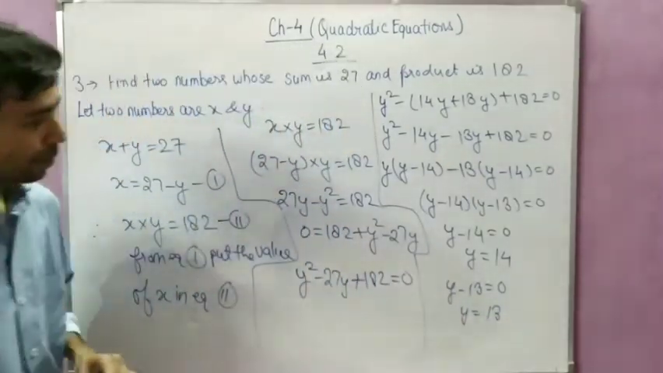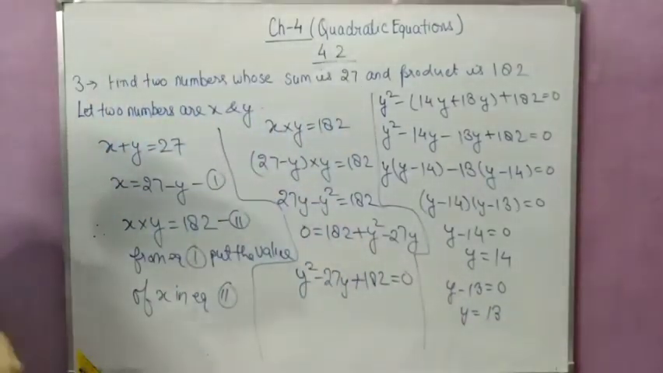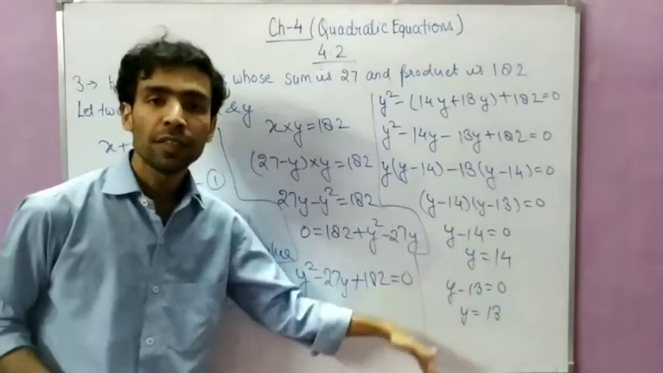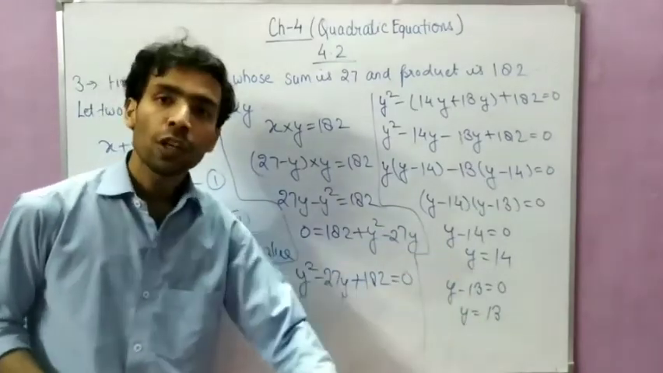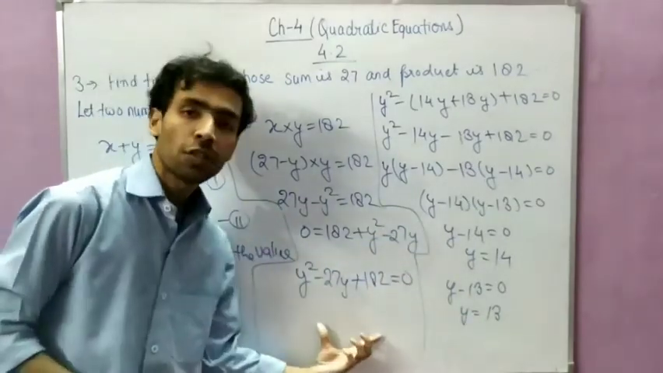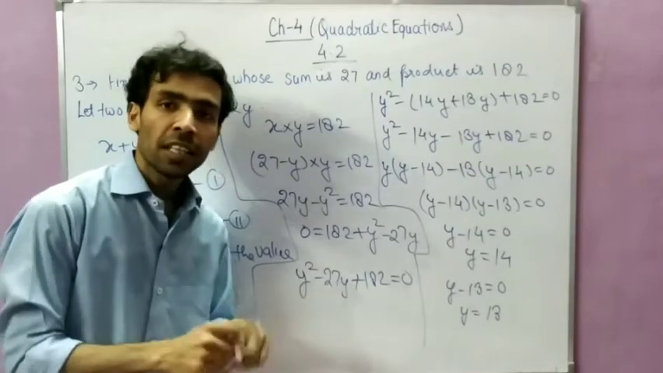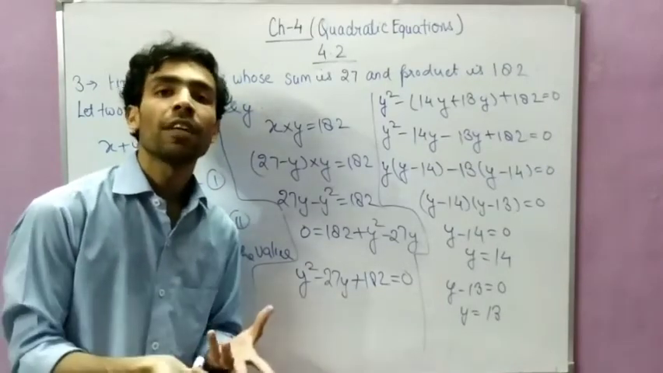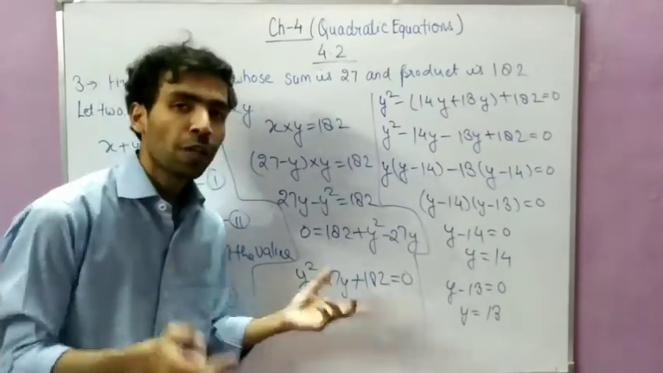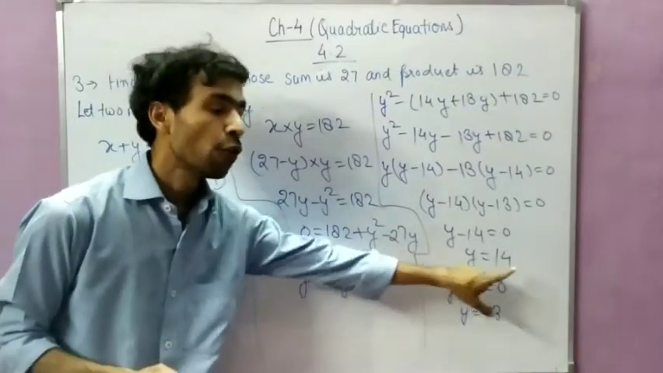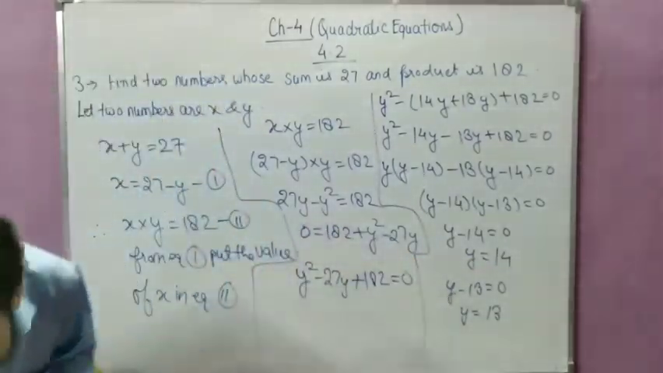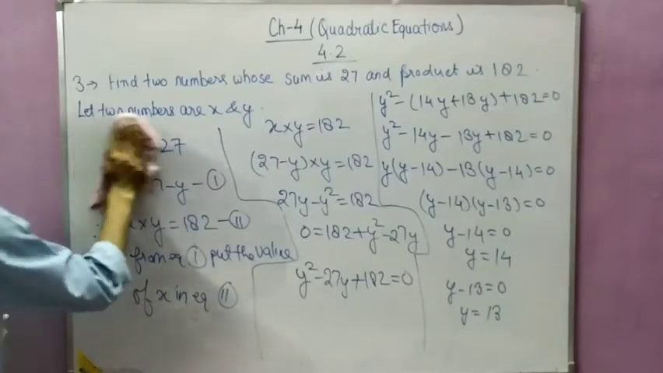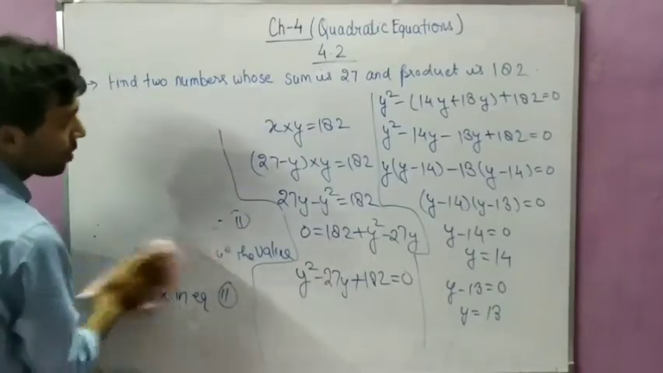Okay, so this is the value of y. Two values we got. Why two values we got of y? Because it is a quadratic equation, and whatever the degree, that many will be the values of the variable. Degree is 2, so we got two values of y, that is 14 and 13. So we got the value of y, so we can get the value of x also.